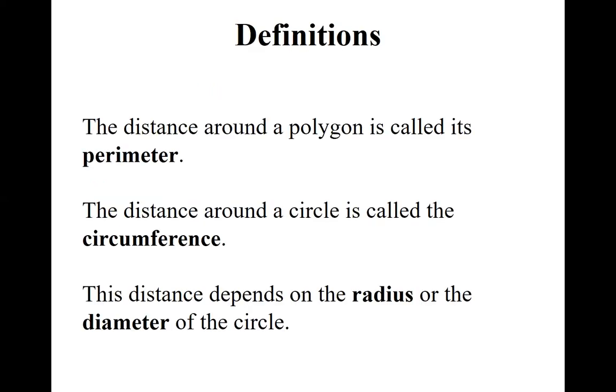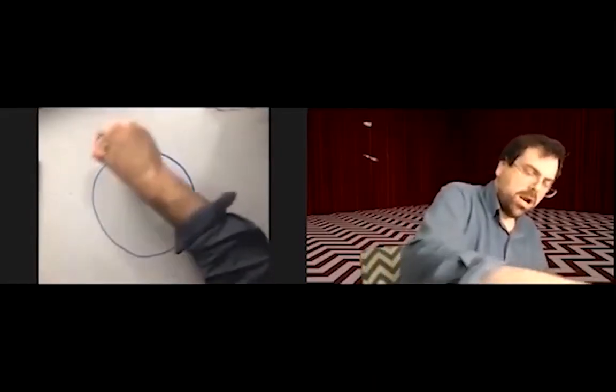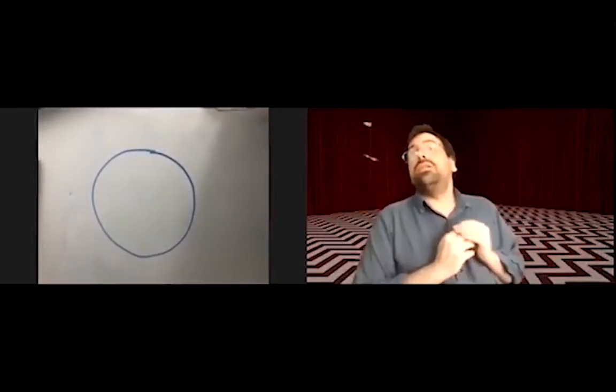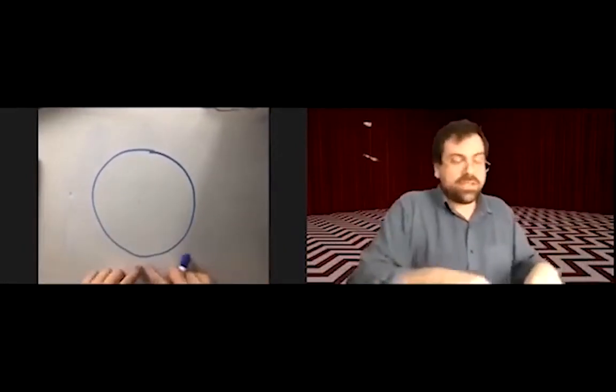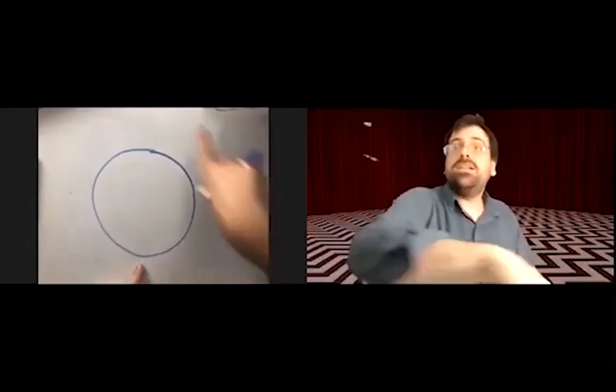So something we've dealt with in the past was the distance around a polygon, and we called it the perimeter. What about this bad boy right here? How do you suppose we deal with that? Perimeter is add the sides. Well, a circle is one big side that really never ends. It comes back on itself and it just goes on and on.